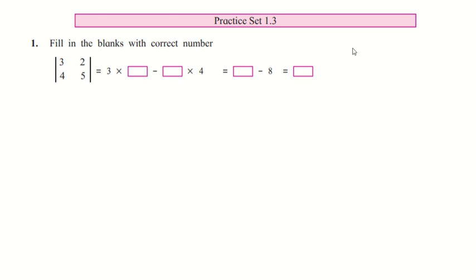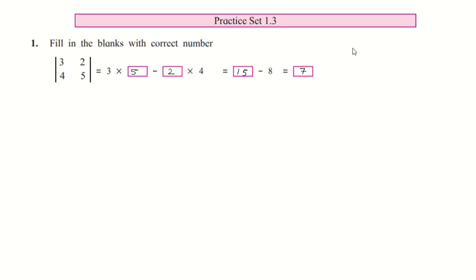Whenever we get such questions, we need to solve it in this way. We will multiply 3 into 5 and 4 into 2. From upwards, we need to go downwards. So 3 into 5 is 15. There will be a minus sign between them, and 2 into 4 is 8.